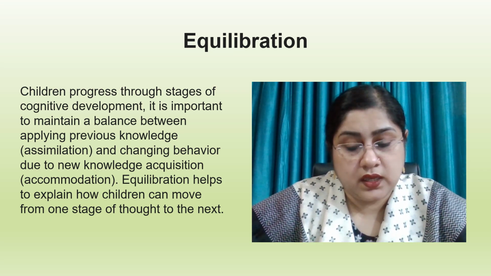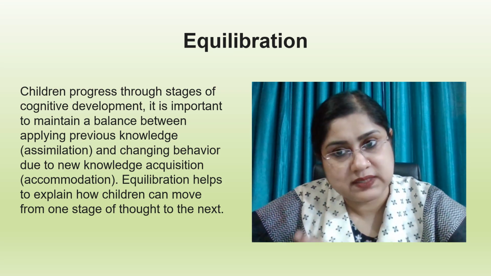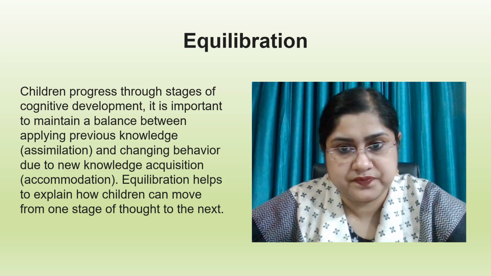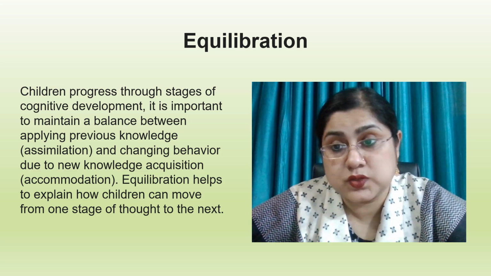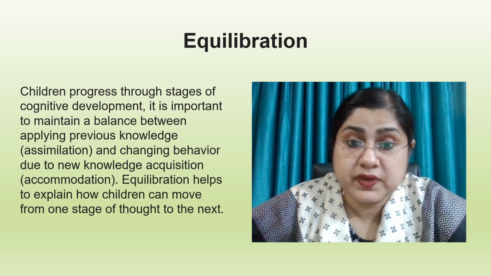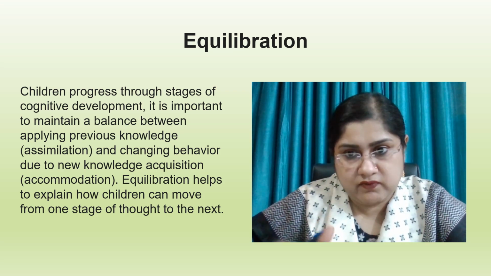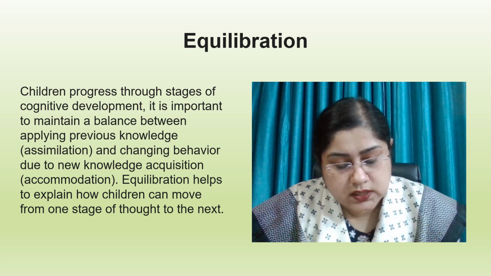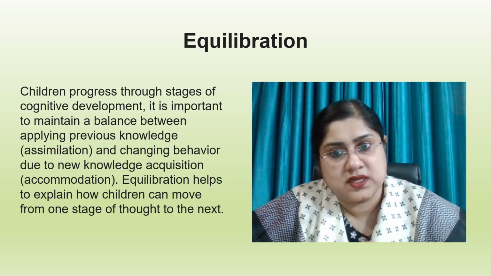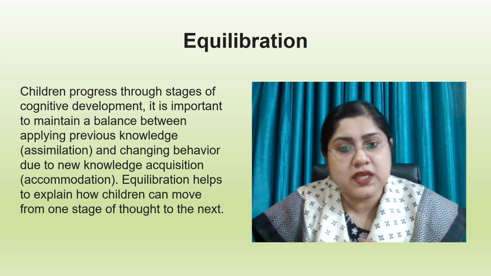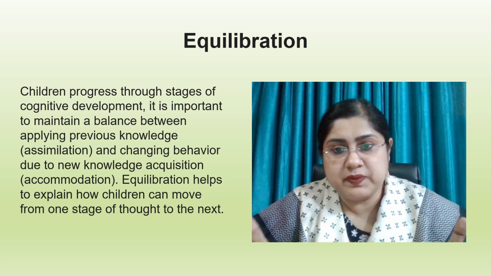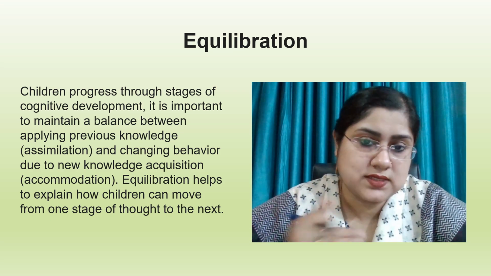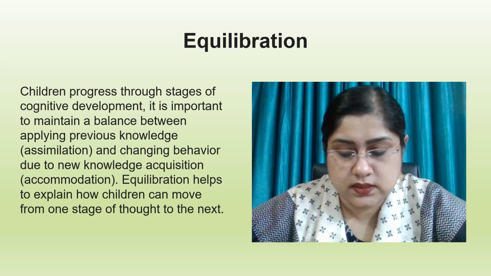Then the equilibration. Piaget believed that all children try to strike a balance between assimilation and accommodation, which is achieved through a mechanism. And this mechanism is called equilibration. The children basically progress through the stages of cognitive development. It is very important to maintain a balance between applying the previous knowledge. What does it mean? Applying the previous knowledge means assimilation, and changing behavior to account for new knowledge. So when the new knowledge is actually received, like accepted, that is the stage of accommodation. So between these two, there is equilibration. Equilibration helps to explain how children can move from one stage to the next stage, to the other stage. So this is the next important concept.